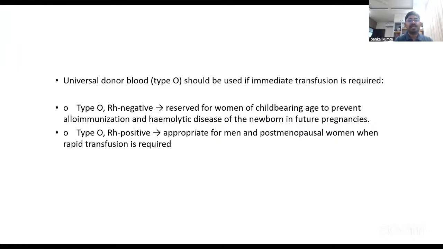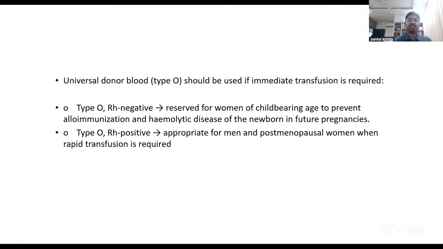And typically, if it is Rh positive, it is reasonably appropriate for men and postmenopausal women, where transfusion is required until we get more specific blood. But if it is O negative, it is more reserved for women of childbearing age to prevent alloimmunization and hemolytic disease. But again, if O negative is available, that would be your first answer.